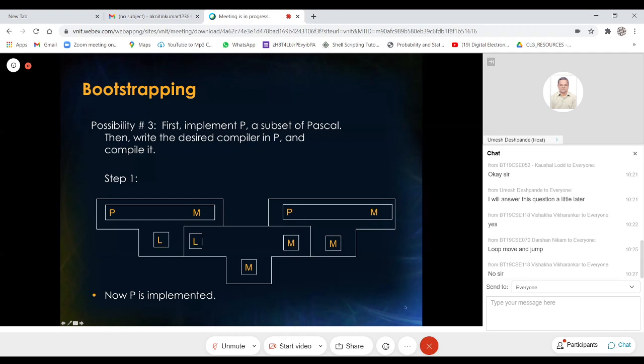Is it clear now, or is there still some? Yes, sir. It's clear. Okay, thank you. Anybody else? If there is a difficulty, please ask now, because this is just the first step that we have shown. Okay, so I assume that this is clear.